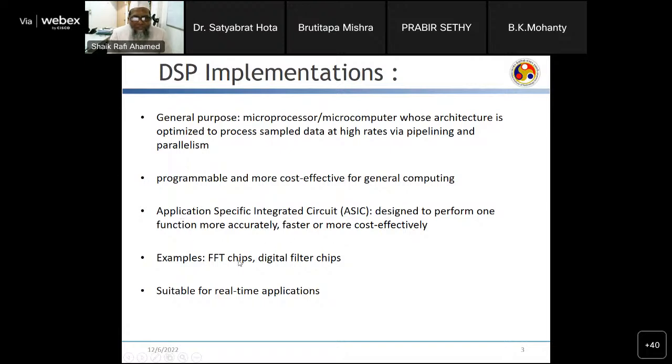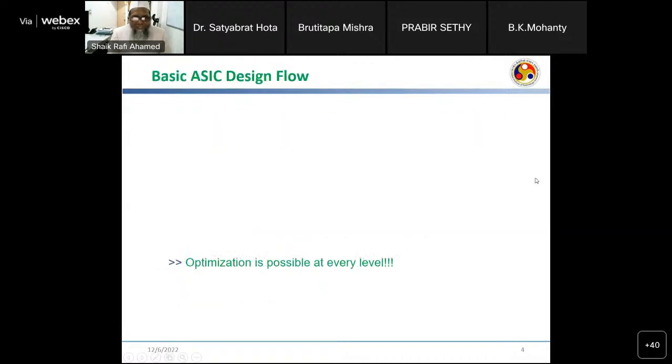For example, an FFT chip. As I have told, in case of software based implementations using general purpose systems, you have to write a code for this FFT. Whereas in case of ASIC, we can fabricate the FFT chip, similarly the filter chip. That is why this is more suitable for real-time applications. So if you want to develop an ASIC architecture for a given signal processing algorithm, what are the steps that need to be followed? This is the basic ASIC design flow.